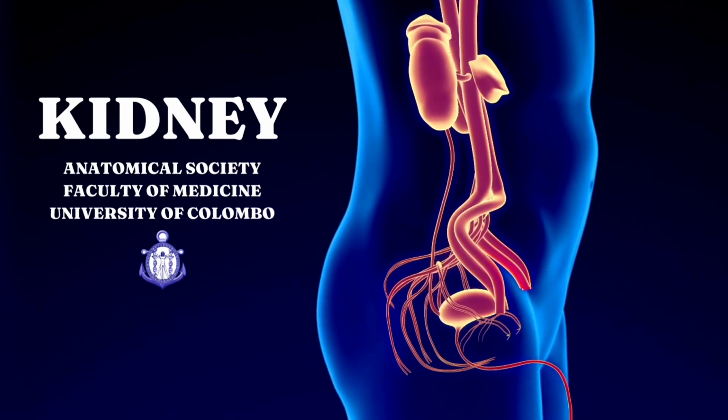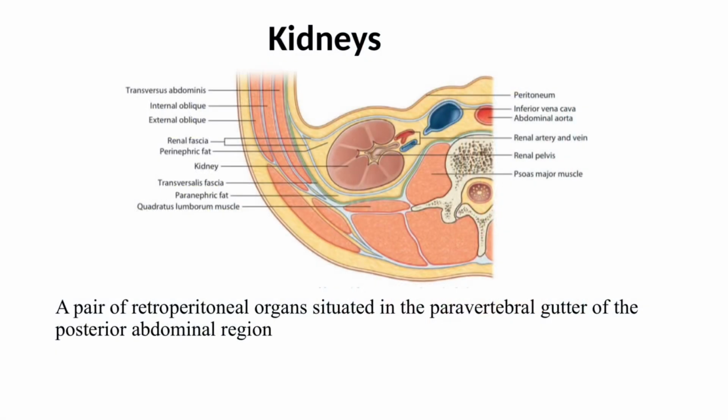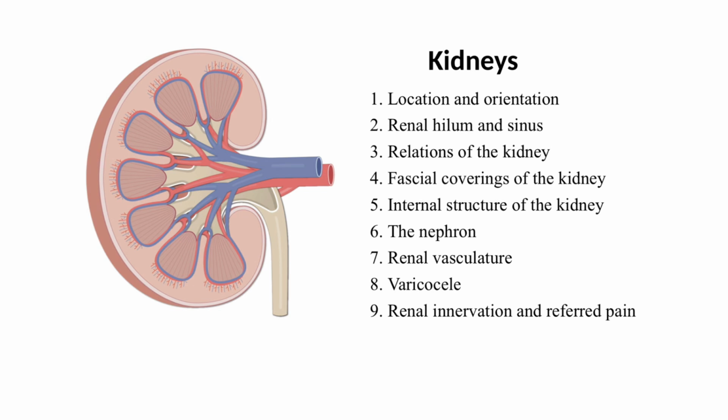In this video, we will be talking about the kidneys, a pair of retroperitoneal organs located in the paravertebral gutter of the posterior abdominal region. Why should we learn about kidneys? Is it just to pass exams?